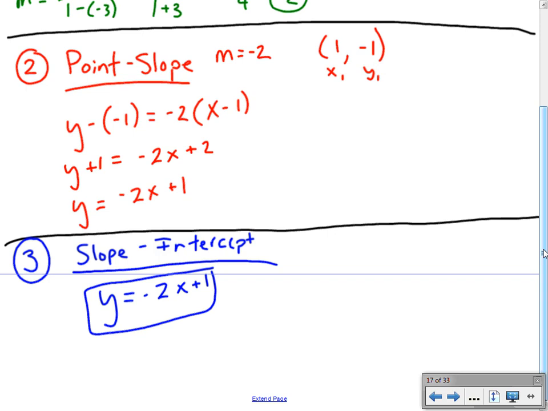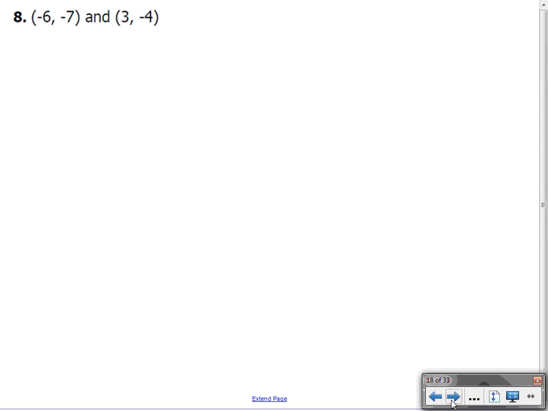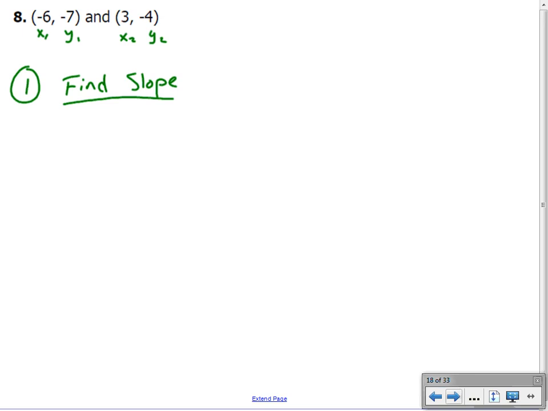All right, let's look at one more example here. So 2 points. We're going to start by labeling x1, y1, x2, y2. And again, we're going to start by finding the slope between these 2 points. So we use our slope formula. M equals y2 minus y1 over x2 minus x1.